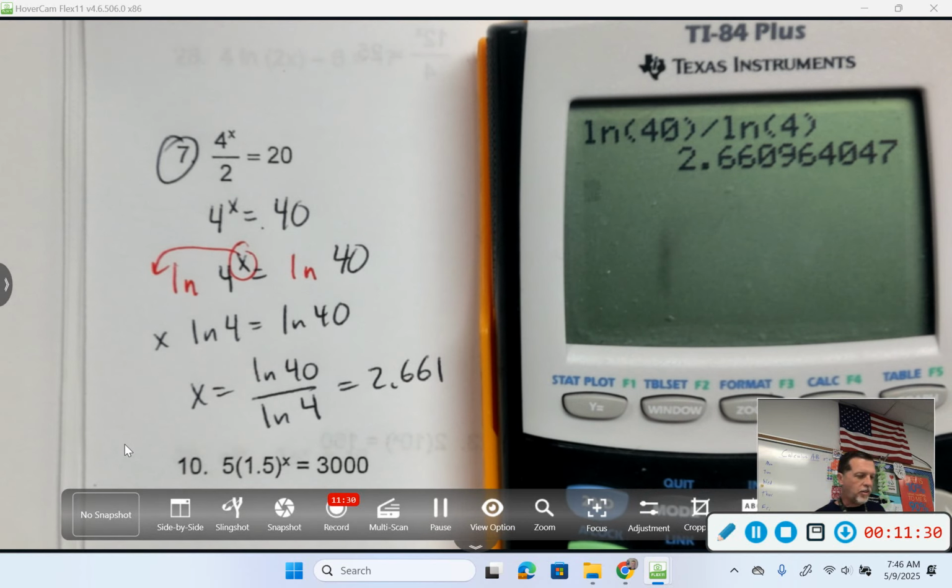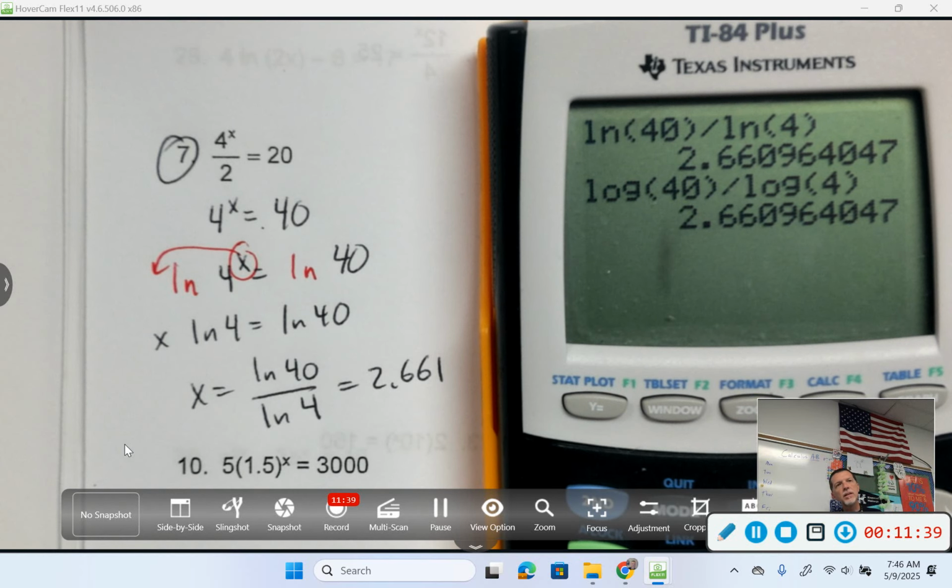And just to convince you that you can use log or natural log, log 40 divided by log 4 is the same thing. So either one is fine if you have a preference.